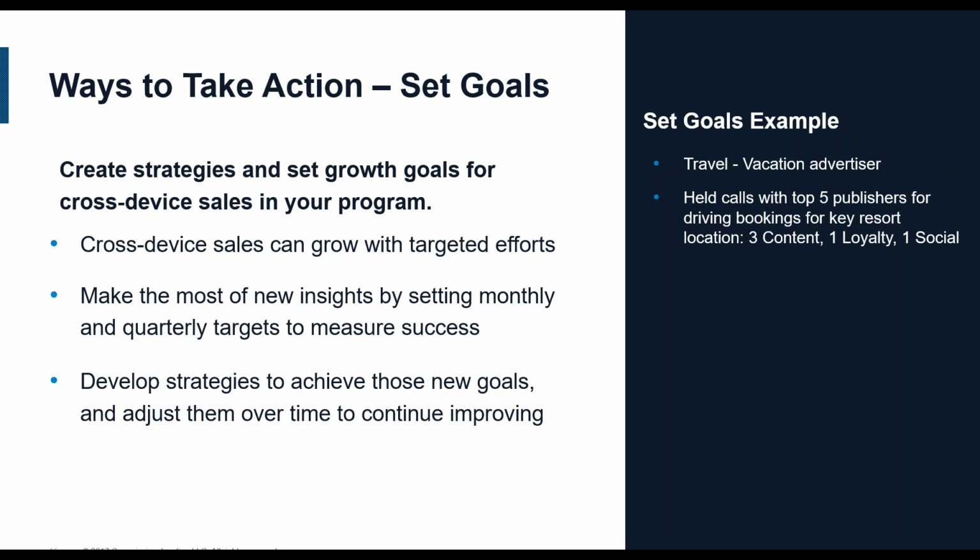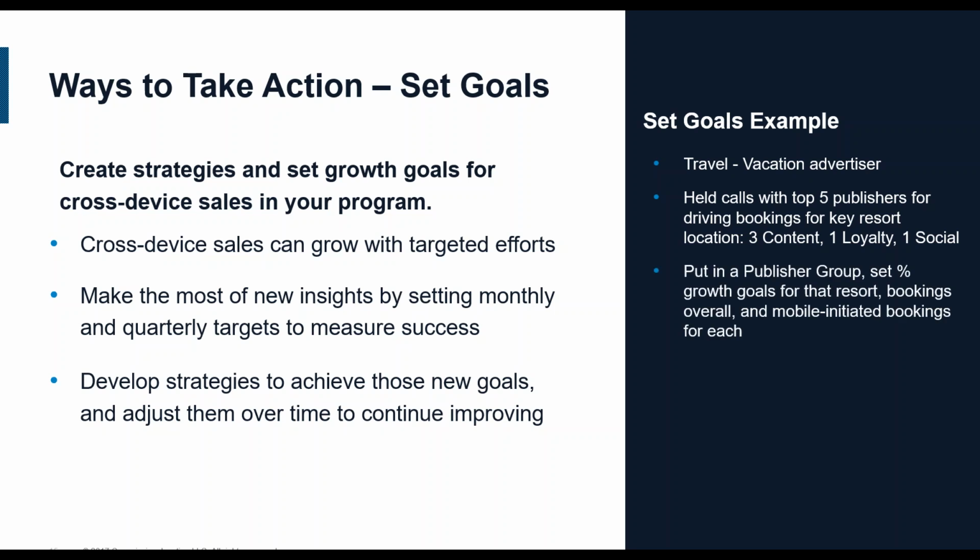The business models of these 5 publishers are 3 content publishers, 1 loyalty publisher, 1 social publisher, so a broad mix. So they, after analyzing the data in way to take action number 1, they set up calls and talk to them about setting up placements with each. They put them all in a publisher group to track their performance really effectively, and then gave them all the same percentage growth goals for 3 specific things: bookings of that resort, bookings overall, and then bookings initiated on a mobile device, so they could track all 3 and see if they can meet all 3 of those goals.